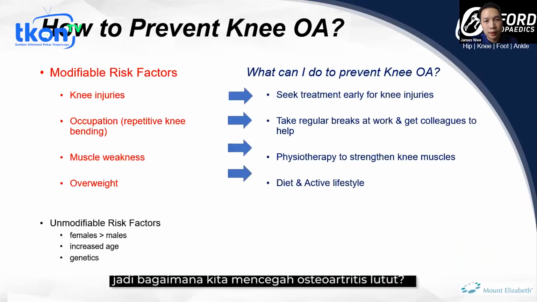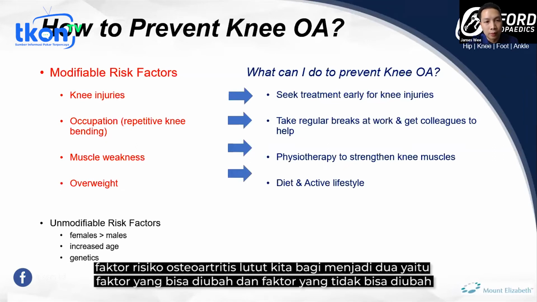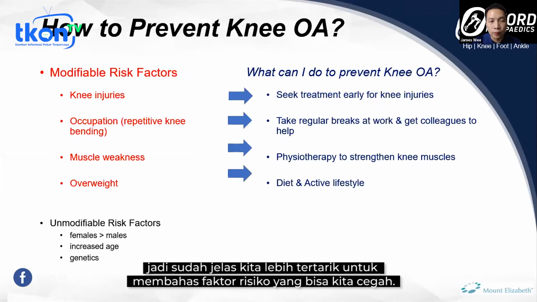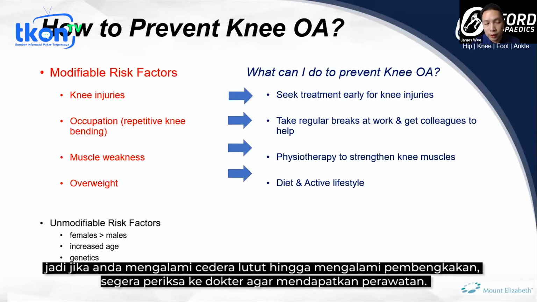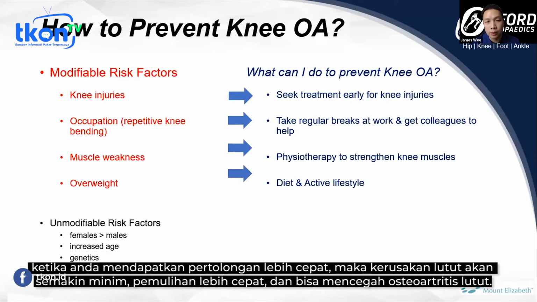So how do we prevent knee OA or knee arthritis? The risk factors for knee arthritis, we can divide into modifiable risk factors and unmodifiable risk factors. We are obviously more interested in the modifiable risk factors. For the knee, sometimes when you get knee injuries, it can lead to earlier arthritis in the knee. So if you suspect that you have twisted your knee and there's significant pain or swelling, please see a doctor early so that you can get treatment early. When you get early treatment, usually the damage is less and you get much better recovery. And this helps to prevent arthritis.